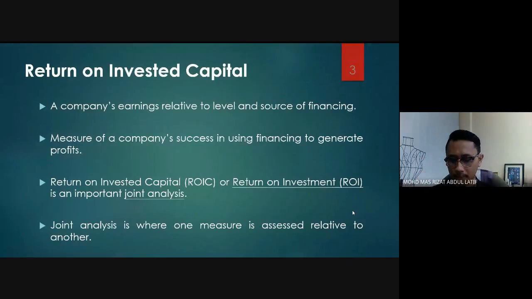Okay, so return on invested capital. Now let's look at page 461 there on the first line. So financial statements analysis involves assessing both risk and return. So return on invested capital refers to a company's earnings relative to both the level and source of financing. So it is a measure of company success in using financing to generate profits. So this is one of the most important ratios that is always used by the business analyst or the external user in order to study the overall performance of the organizations.